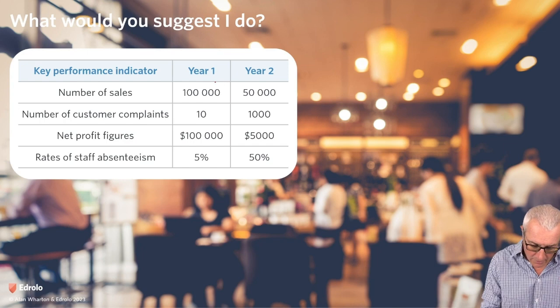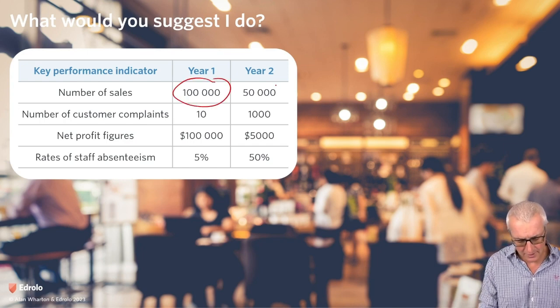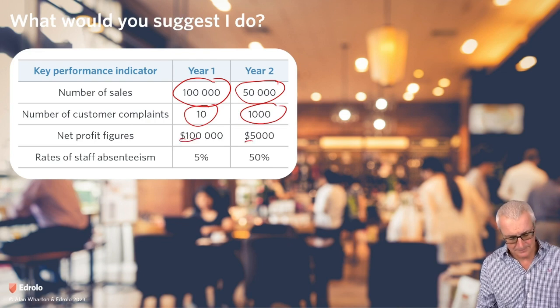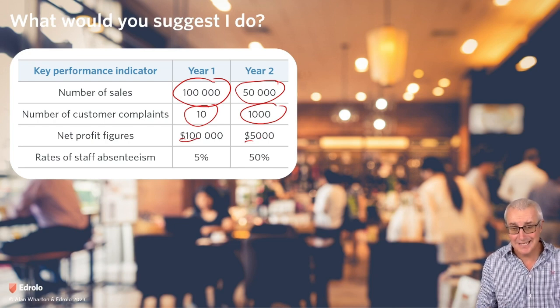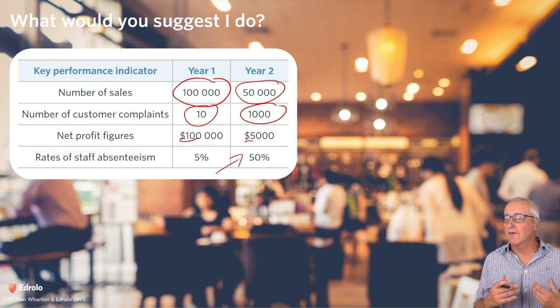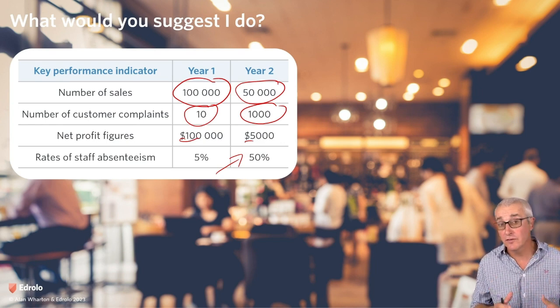In year one, we had 100,000 in sales. That's pretty good. But this year, we have 50,000. The number of complaints has grown from only 10 to now 1,000. My profit figures have come down from 100,000 to only 5,000. And my rates of staff absenteeism have gone from 5% up to 50%. Now, if you were my consultant, what would you advise that I do? What strategies come to your head about solving the problem that I have right now?